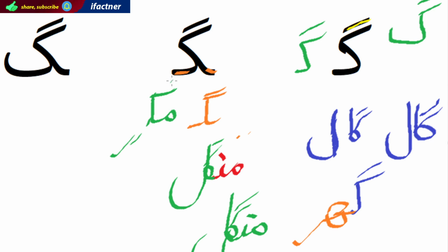This is magar. Let me show you one more time. How do we write magar? Meme, gaf, re. Magar. Now when gaf appears at the end of the word, you need to add a connector and write the whole gaf.